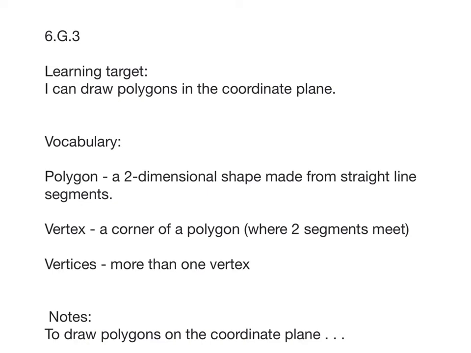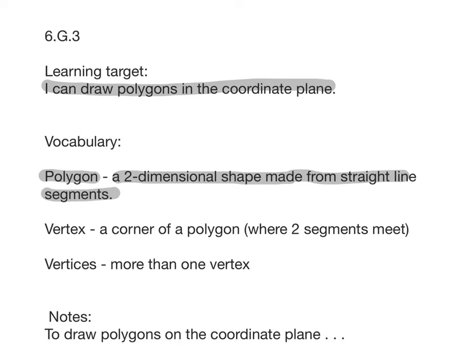Lesson 6.g.3 is about drawing polygons on the coordinate plane. So your vocabulary today is first, polygon. A polygon is a two-dimensional shape. That means it's flat, not 3D, made from straight line segments. It's triangles, squares, octagons, hexagons, dodecagons, things like that.